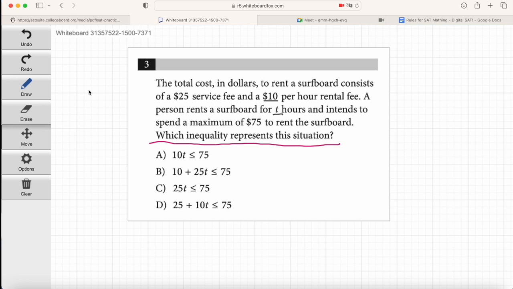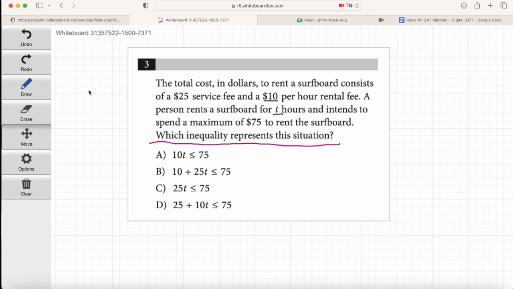I love it. Another way to do it is to figure out what your maximum cost is for T hours. You can do it logically. If he's trying to spend a maximum of $75, what's the maximum number of hours he could rent the surfboard for? Do you think maybe just logically, or maybe you can calculate it pretty easily? Do you have any idea?